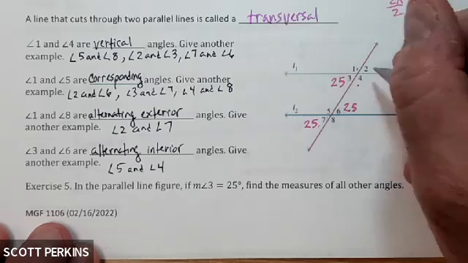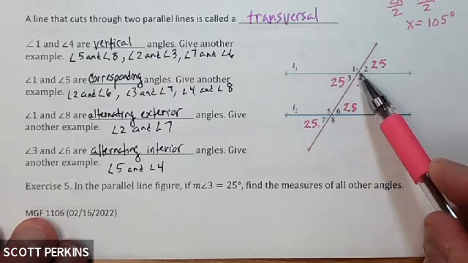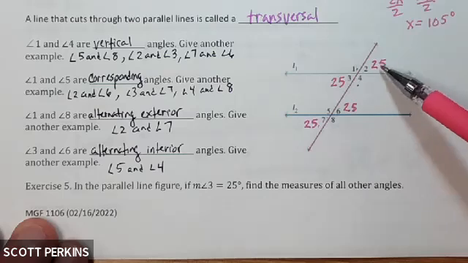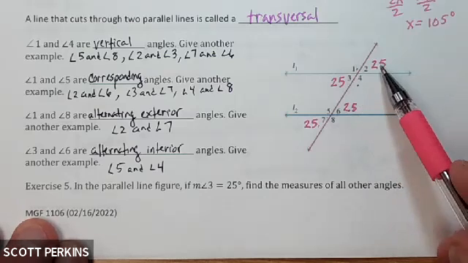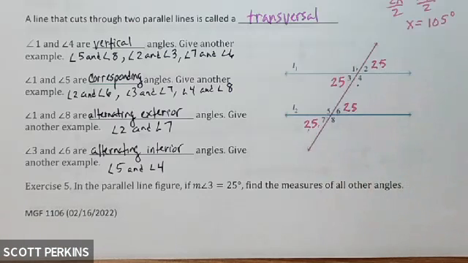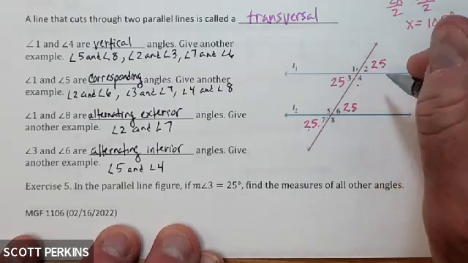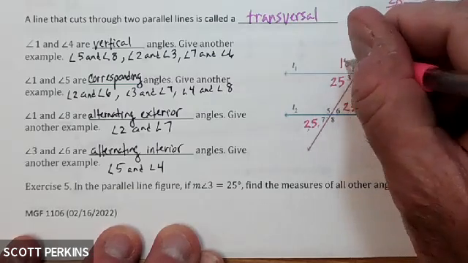Okay, 2 is 25, and there's actually now 3 reasons. You could have said it's vertical with 3. It corresponds to 6. And it's also alternating exterior with 7. So any one of those relationships would satisfy. Okay, so now we're missing those other angles. How can we figure out one of those other angles? Yeah, 180 minus 25 will give me number 1 because those 2 things are supplementary. They form a straight line. So 180 minus 25, what's that, 155, I think?